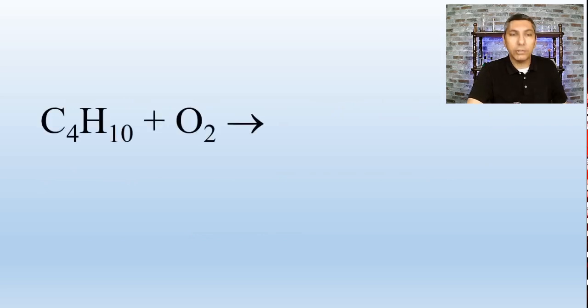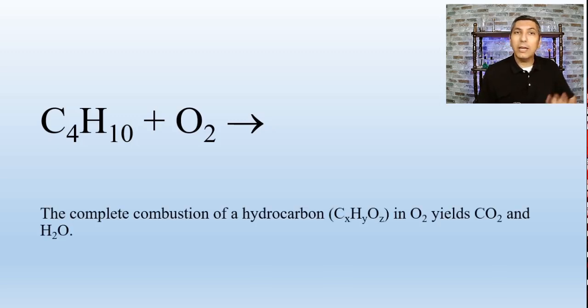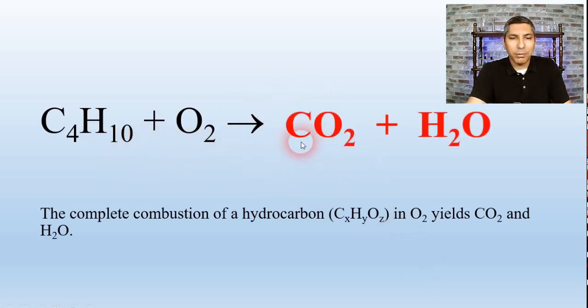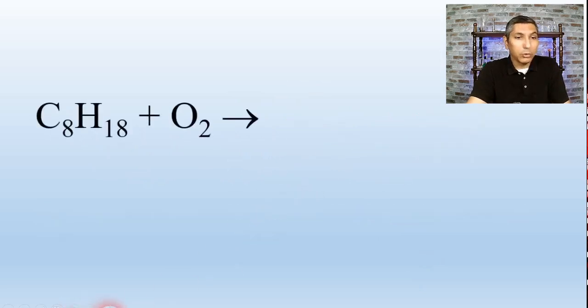Now, let's take a look at the fifth type of chemical reaction. This is the combustion process. And the nice thing about combustion is that whenever you have a complete combustion of any hydrocarbon in oxygen, the products are always going to be the same. It's always going to give you carbon dioxide and water. So in this case, we have C4H10 plus O2. Well, it's a complete combustion. So guess what the products are? Carbon dioxide and water. And I suppose we could do the same thing for this.